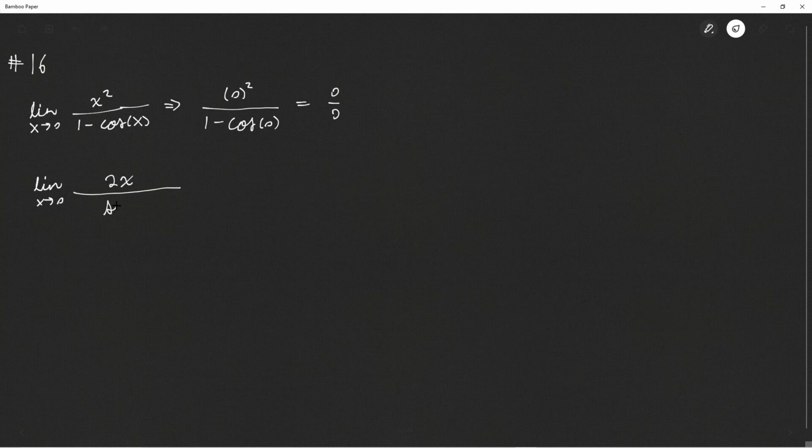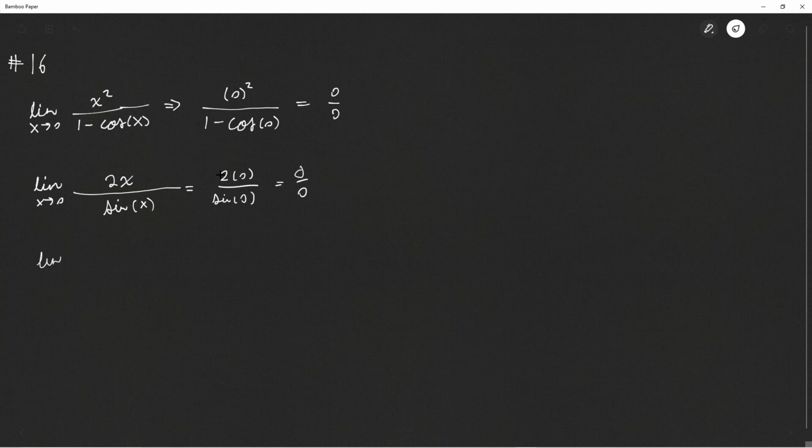We'll change to sine of x. So now when we plug in the 0, we'll still get 2 multiplied by 0 divided by sine of 0, which will be equal to, again, 0 over 0. So now when we get 0 over 0 for the second time in a row, what we do is we take the derivative one more time.